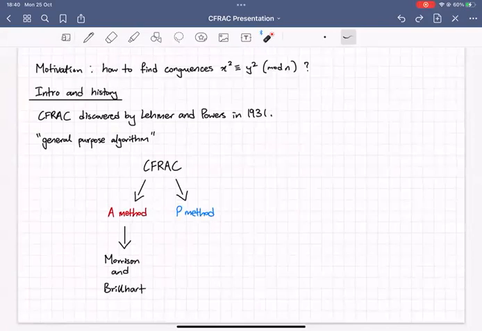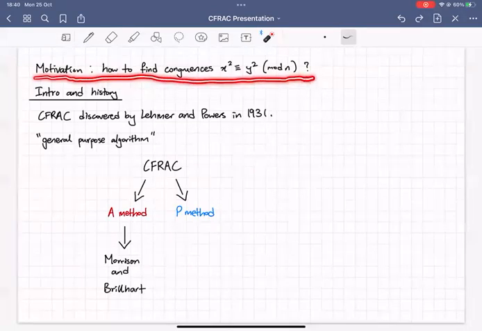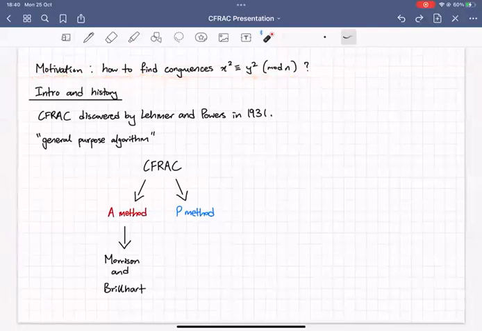So I'm assuming that the viewer knows elementary number theory, so I won't be explaining the extremely basic concepts. The motivation here is, how do we find congruences x squared congruent to y squared modulo n, where x, y, and n are integers? The continued fraction algorithm does this pretty nicely.